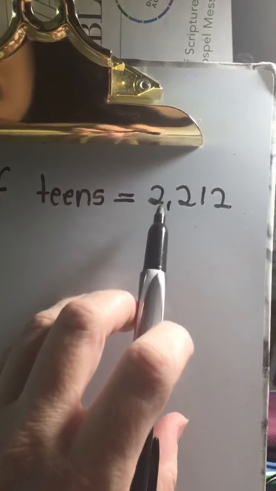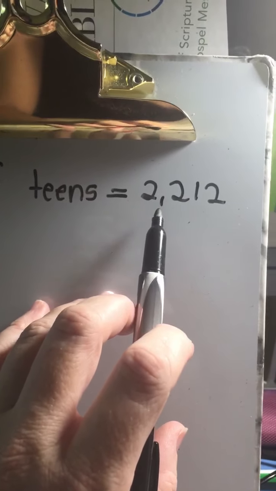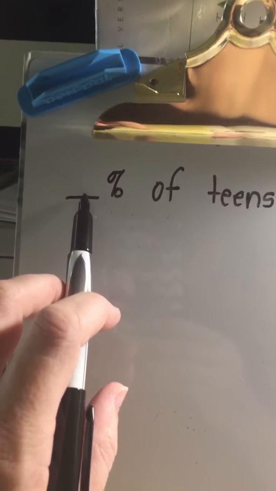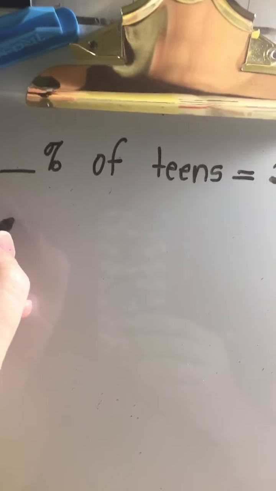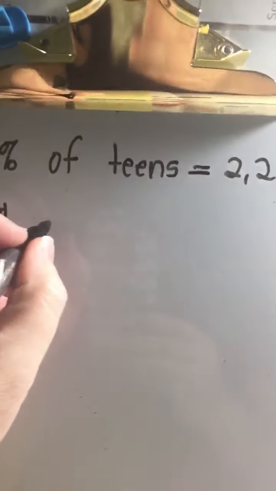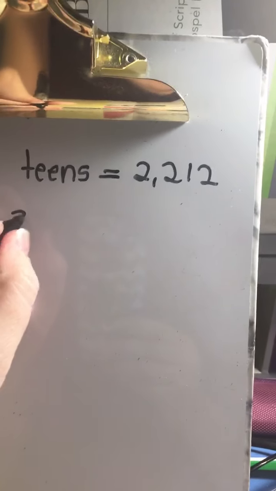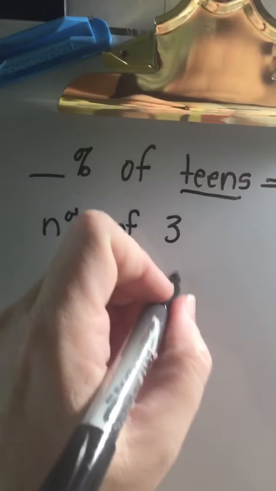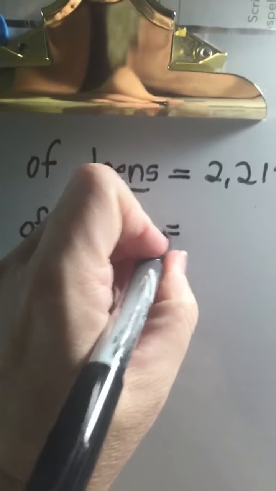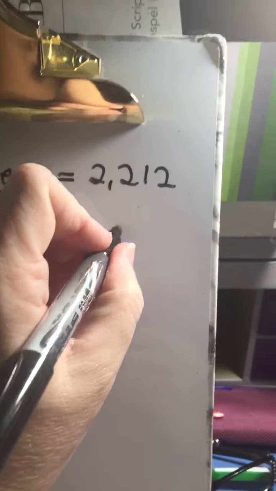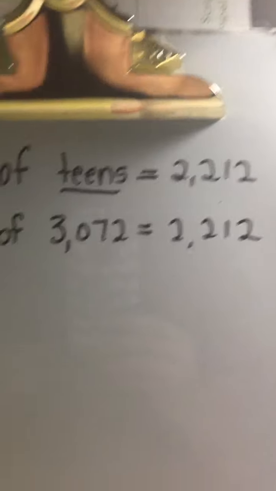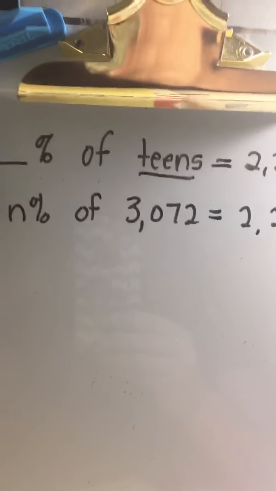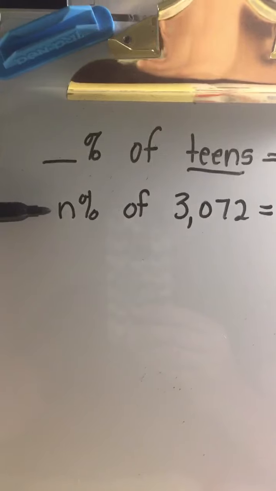Well, we know that the actual amount of teens that said they read for fun was 2,212. But we want to find out the percent. So we're going to say N% of the teens surveyed. Let's change this word to numbers. They said there were 3,072 teens in all that were surveyed. And out of that, 2,212 said they like to read for fun. So what is that if we wanted to say that as a percent? How are we going to find that out?